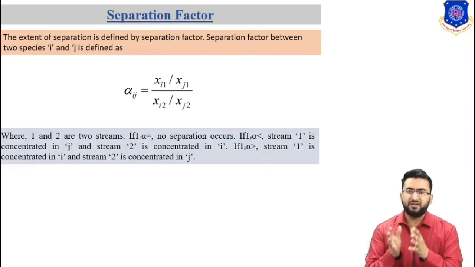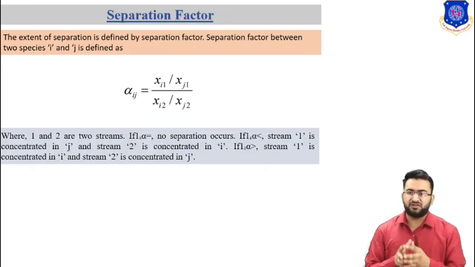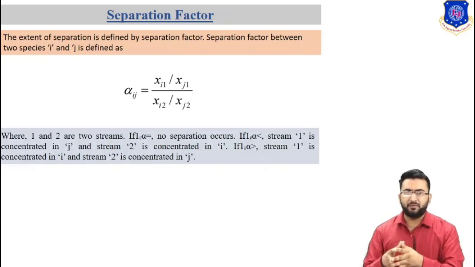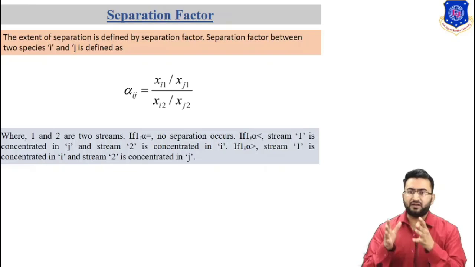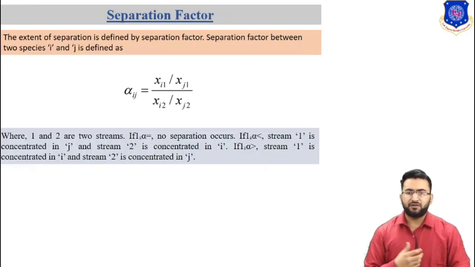If alpha ij is equal to 1, no separation occurs. If alpha ij is less than 1, which means stream 1 is concentrated in J and stream 2 is concentrated in I. If alpha ij is greater than 1, which means stream 1 is concentrated in I and stream 2 is concentrated in J. So this is all about the separation factor.